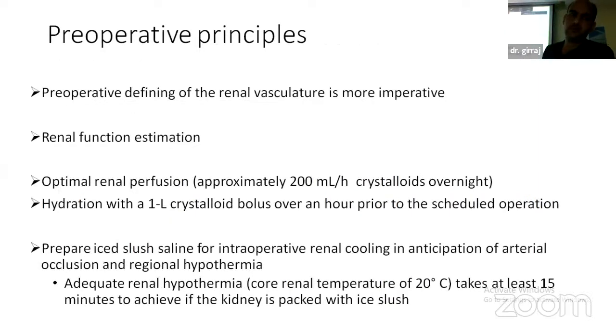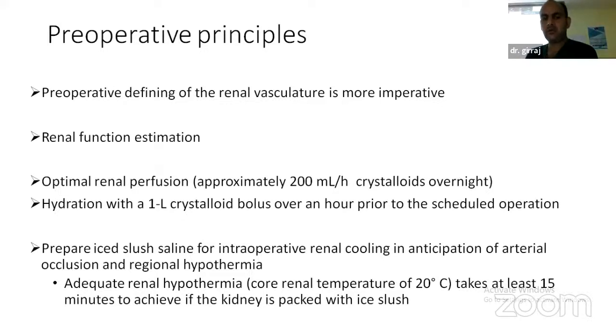Preoperative principle. Before partial nephrectomy, defining the renal vasculature is very important and is done by CT angiography or 3D CT. Renal function estimation. For optimal renal perfusion, approximately 200 ml per hour of crystalloid is given overnight, and hydration with a 1 liter crystalloid bolus over an hour prior to the scheduled operation. Prepare ice slush saline for intraoperative renal cooling in anticipation of arterial occlusion or regional hypothermia.